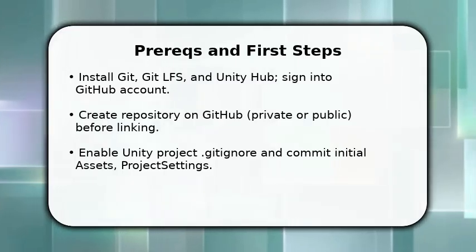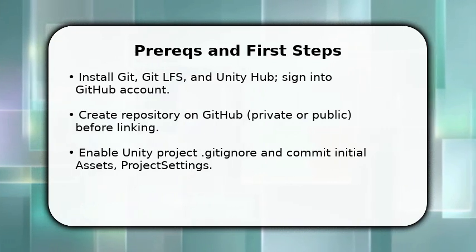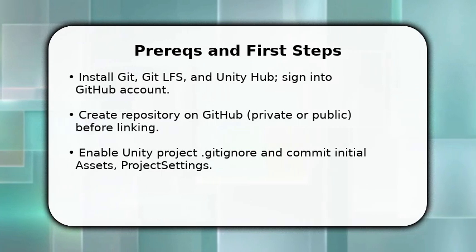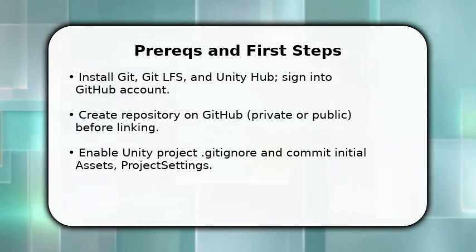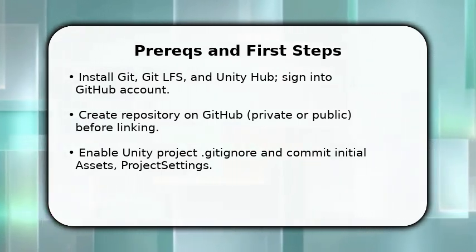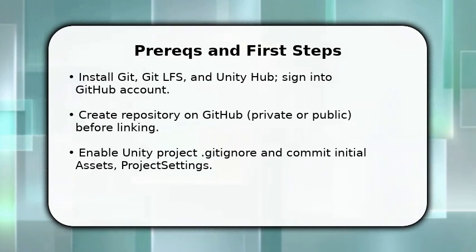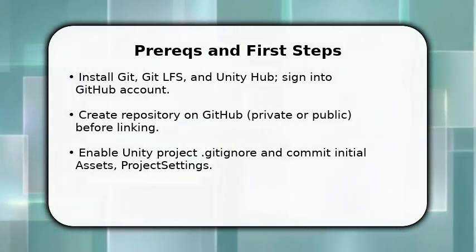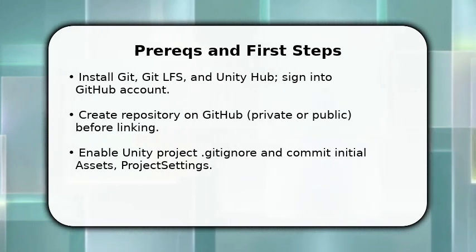You begin by ensuring Git and Git LFS are installed because Unity assets need LFS for large files. Once done, create a GitHub repo so you have a remote endpoint to push to. Open your Unity project, add a recommended .gitignore and commit the Assets and ProjectSettings folders. This prevents editor temp files from cluttering the repo.